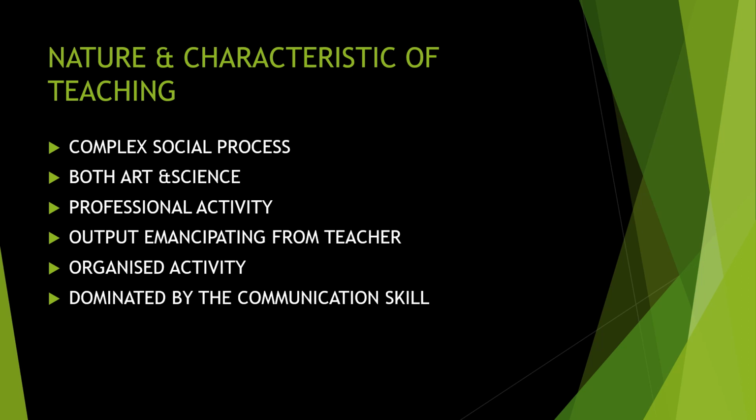Next is output expectation from the teacher. A teacher should do such and such things. This is the expectation the society has of the teacher. If a teacher does something wrong, it will affect the whole society. All the people will question why the teacher is doing this. No one is expecting anything bad from a teacher; only good outputs are expected from a teacher. That is the great thing about the teacher.